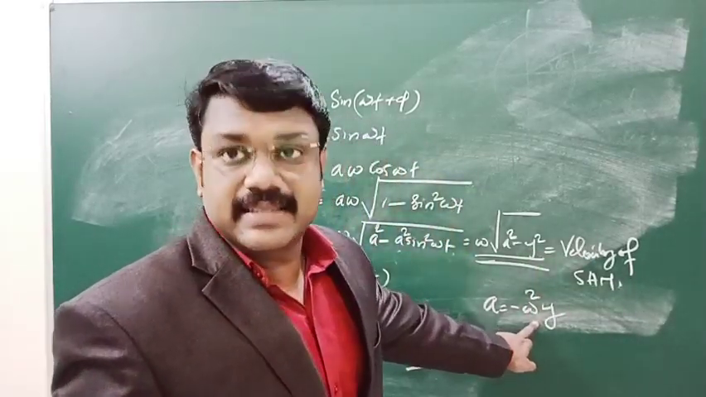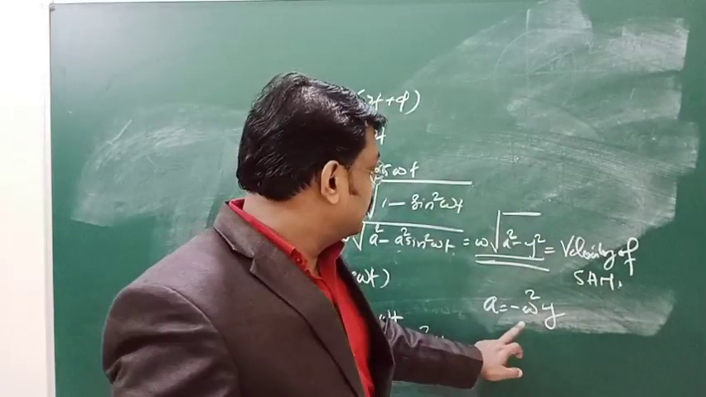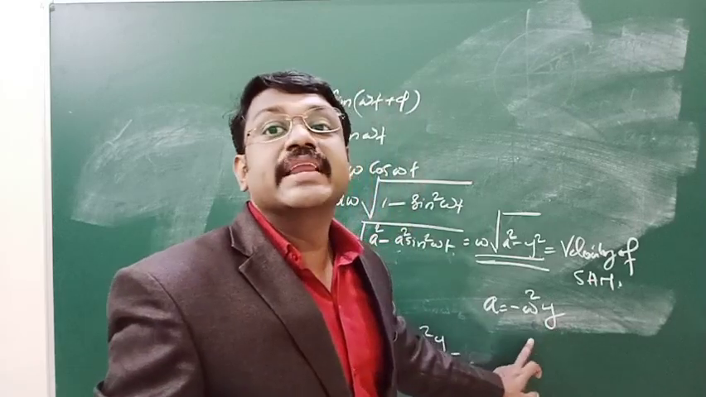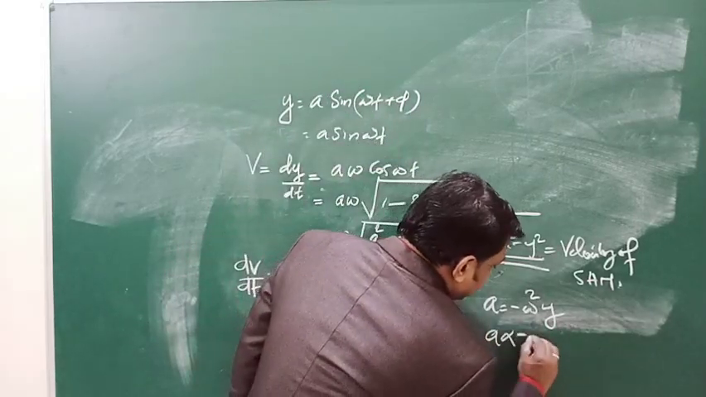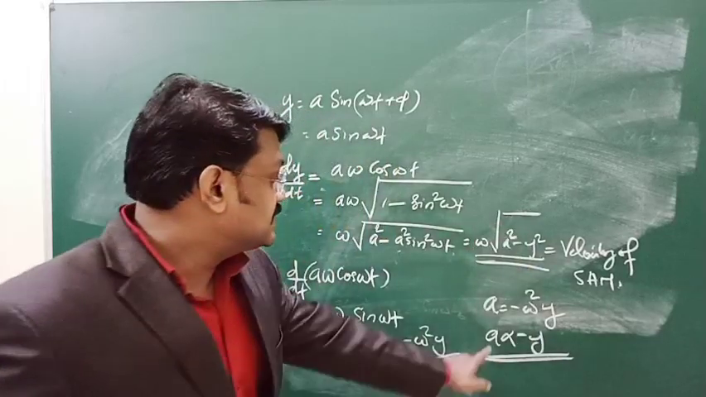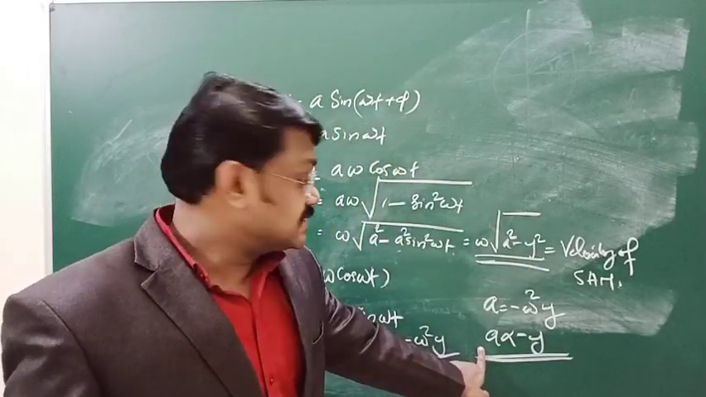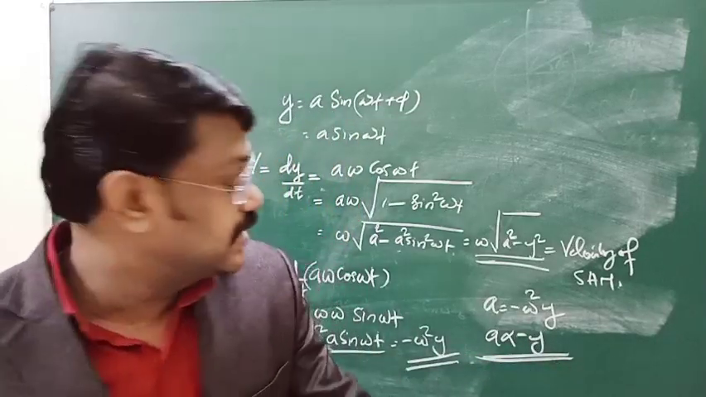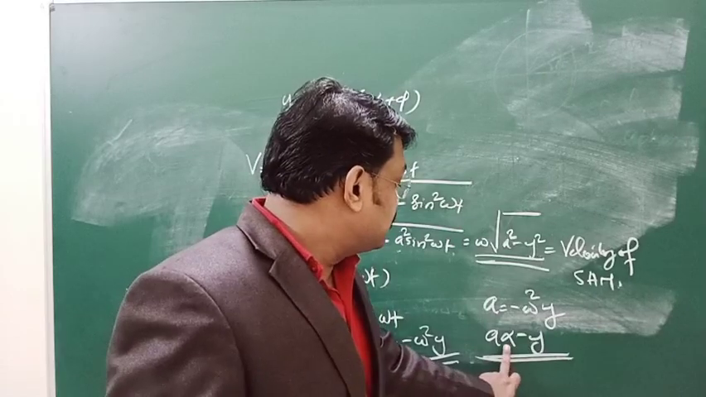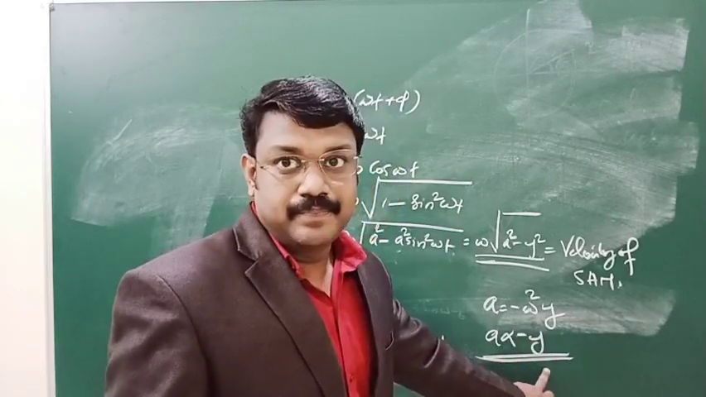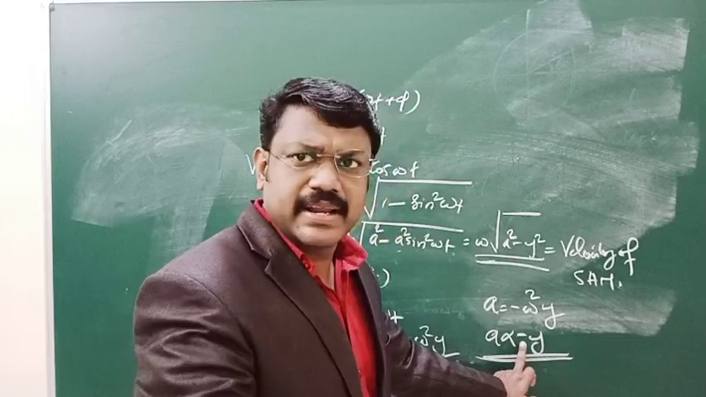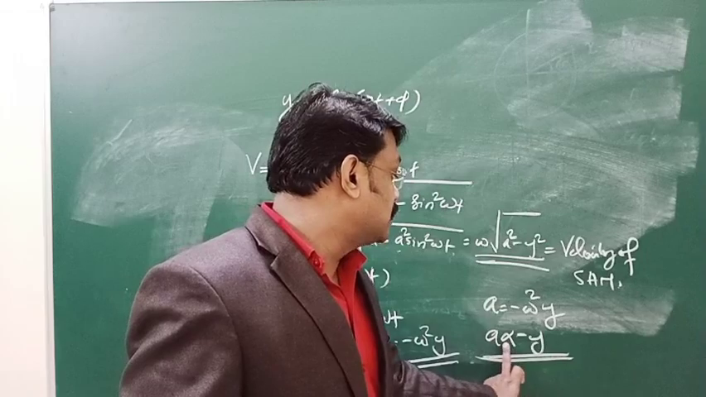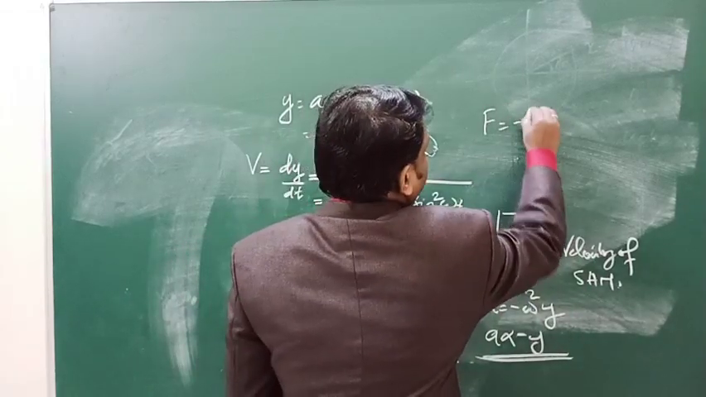What is this omega? Omega is the angular velocity. If it is moving with constant angular velocity, then a is proportional to minus y. Acceleration is directly proportional to minus y. When you multiply with the mass, you will get force, and force is directly proportional to minus y. Mass is constant, and multiplying by that constant on the right-hand side is no problem, that will be a constant. So F is proportional to minus y, or F is equal to minus ky.